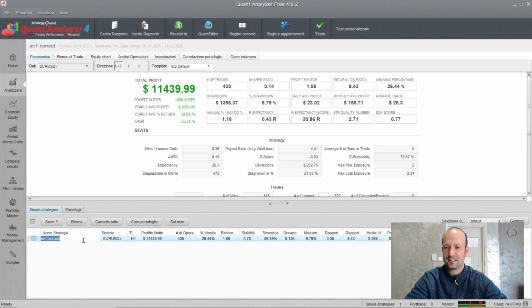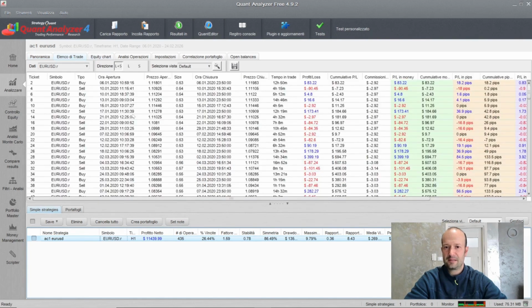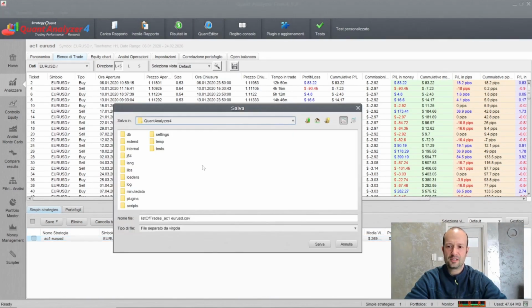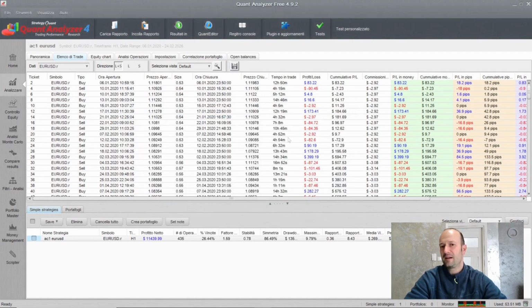When you have all the tests loaded here one by one, you go to the list of trades. So the list of trades that have been made by this strategy, and you export them to CSV using this button. So when I do this, it exports the CSV file with all the trades inside. So I do this for all the strategies I have in my portfolio. And this is essential in order to then work in Excel and create my portfolio's compounded equity.